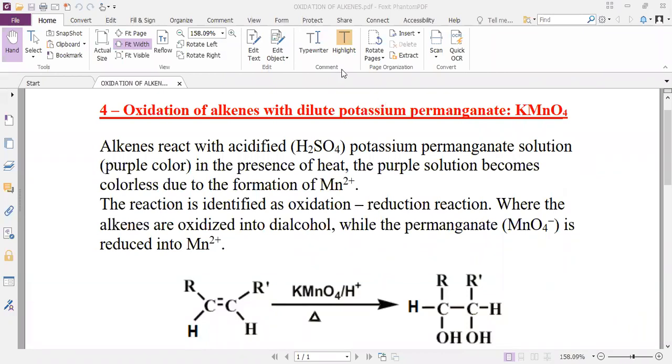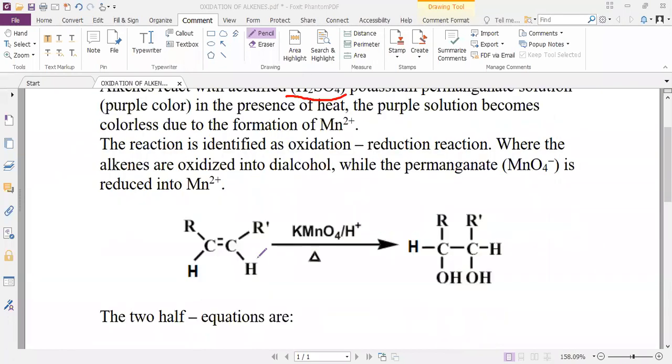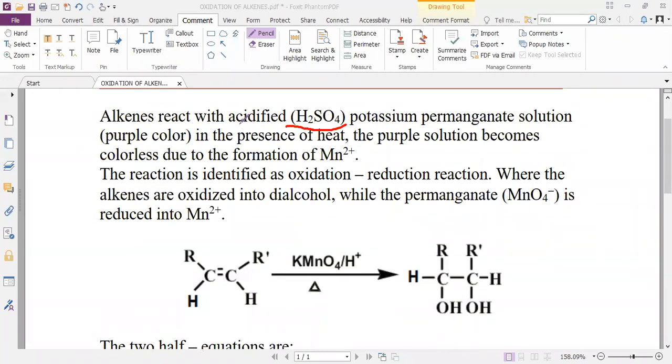Acidified means in the presence of an acid, and the acid here is H2SO4. H2SO4 is used as an oxidizing agent. Oxidation of alkene will take place in the presence of potassium permanganate and an acid solution, which is sulfuric acid, H2SO4. First of all, the permanganate solution has a purple color.